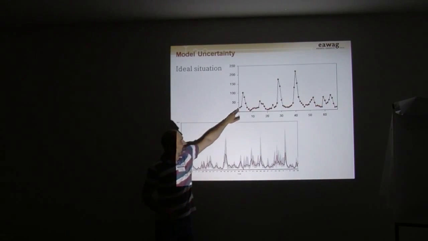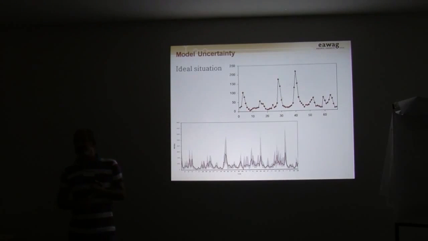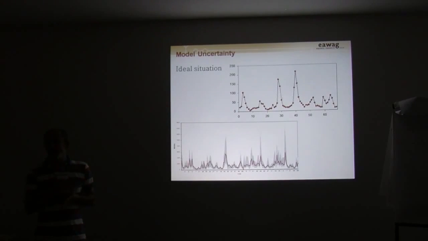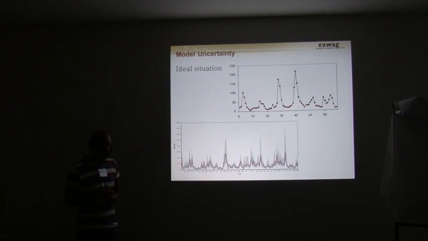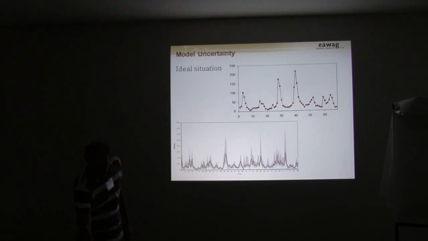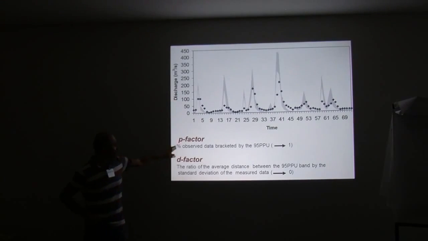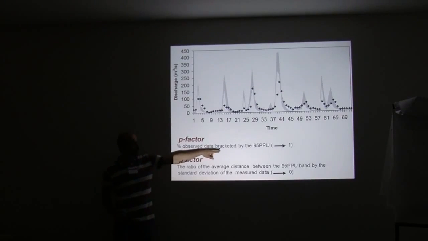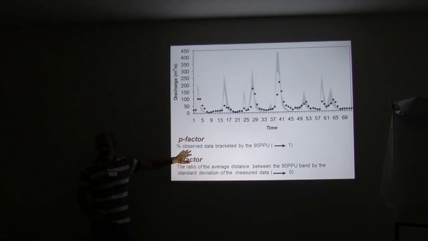To quantify this, we have R squared, Nash-Sutcliffe, root mean square, all of those objective functions that can be used to quantify the goodness of the fit. But for this, we have nothing, or we didn't have anything to quantify how good this is. So we came up with two factors. One is the P factor. That is the percent of observed data bracketed by the 95% prediction uncertainty. We call this the P factor.